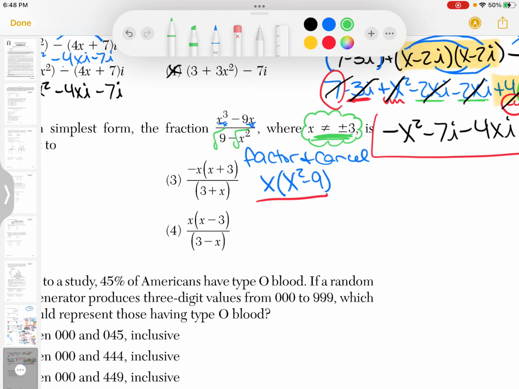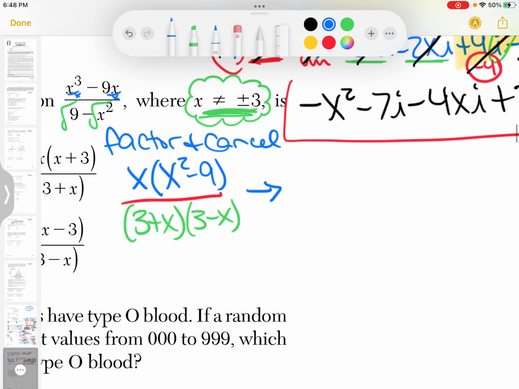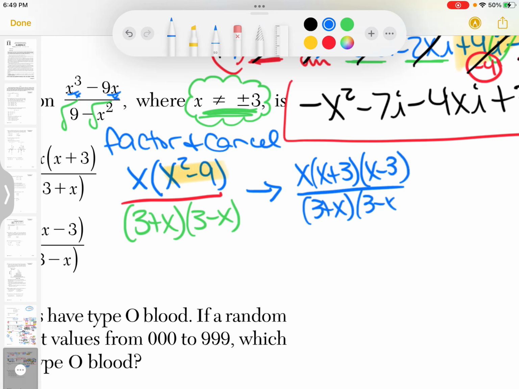So when you DOPS, you square root each of these, and don't forget the order does matter. So since the 9 is first, the 3 needs to go first. This is 3 plus x and 3 minus x. Now, nothing really cancels right now, but that's because I haven't finished factoring on top. This right here is DOPS. So I'm going to DOPS it, and I get x plus 3, x minus 3, and that's still over 3 plus x, 3 minus x.